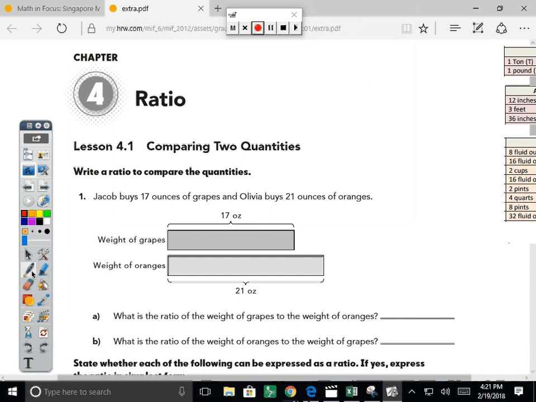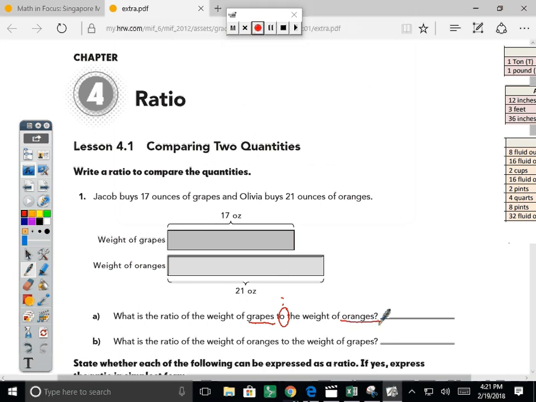All right, taking a look here, for the first section, we want to write a ratio to compare the quantities. Number one, if Jacob buys 17 ounces of grapes and Olivia buys 21 ounces of oranges, they give me this bar model. And down below it says part A, what is the ratio of the weight of grapes to the weight of oranges? I noticed we're comparing grapes to oranges.